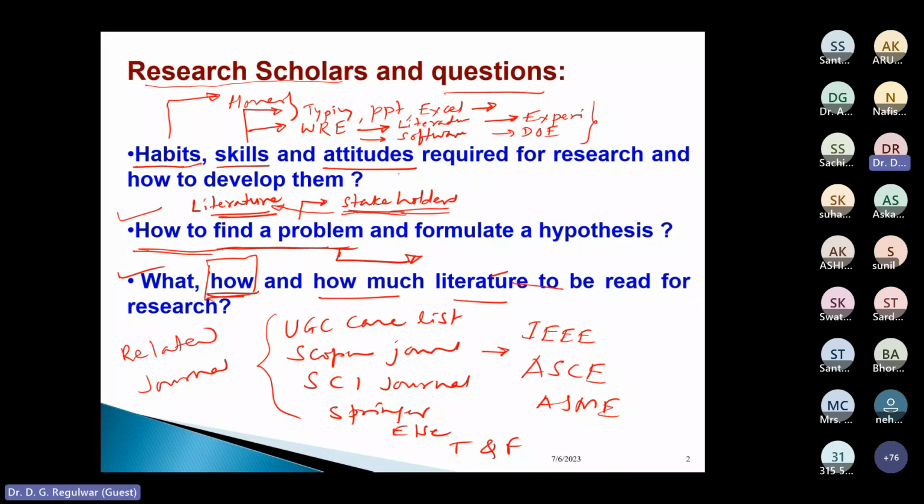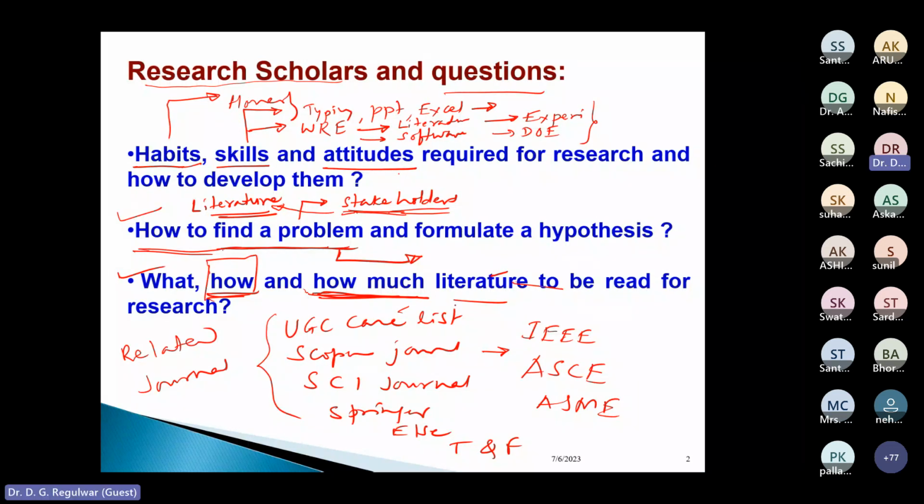Okay. So then how much to read? How much means how many papers? Because whenever we ask, within the research scholar domain, when discussion is there, somebody says, I have 100 papers. And someone else says, no, my list is 150. So 100, 150, it is not the appropriate way to read the papers.